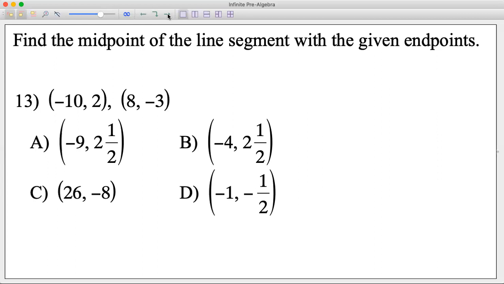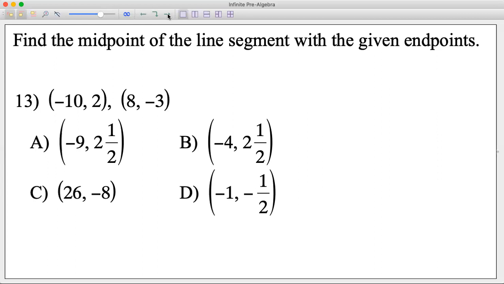I said it's a multiple choice test. So if you're lucky, that happens. If you're not lucky, guess what? You've got to do the y's. Let's do the y's. Add. What do we get? Negative 1 divided by 2 is negative 1/2. That's not a negative 1/2. That's a negative 1/2.